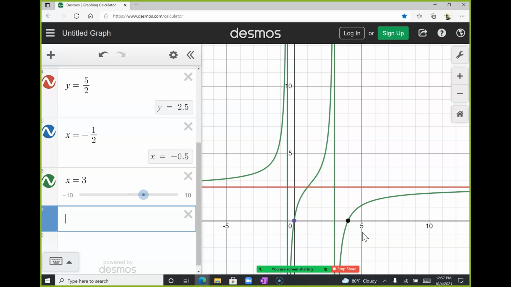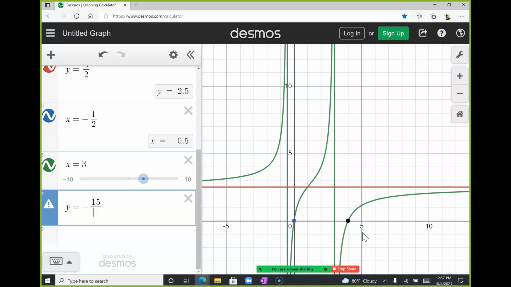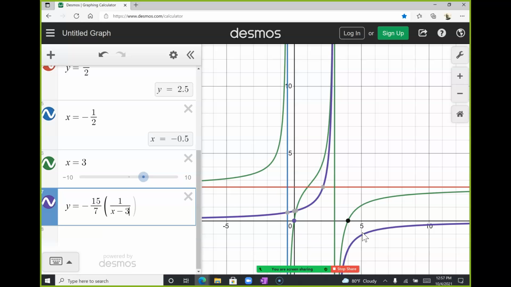I guess I could put that piece in. I've never done this before. Negative 15 divided by 7 times 1 over x minus 3. And you can see that curvature of the purple curve represented in the green curve. It's not perfect, but you still see the green curve matching with the purple curve.